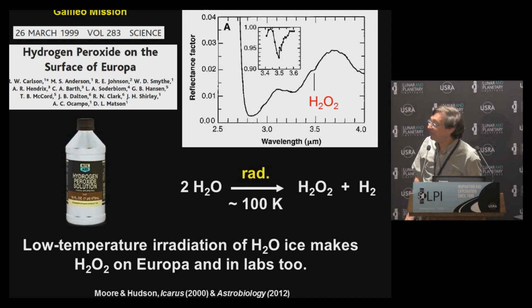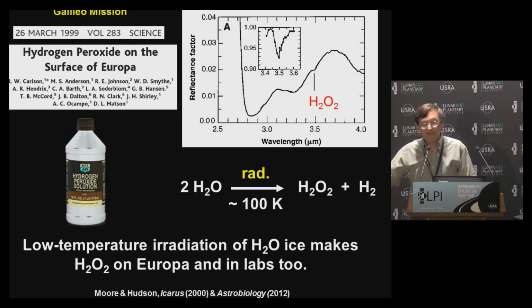So this was, I have to say, one of the stunning, it's a little bit overkill maybe, but one of the surprising results in my career, to find that you couldn't make hydrogen peroxide in pure water ice at a detectable amount, detectable by infrared at the 100K. It's there. It's just that it's hard to see with infrared spectroscopy.